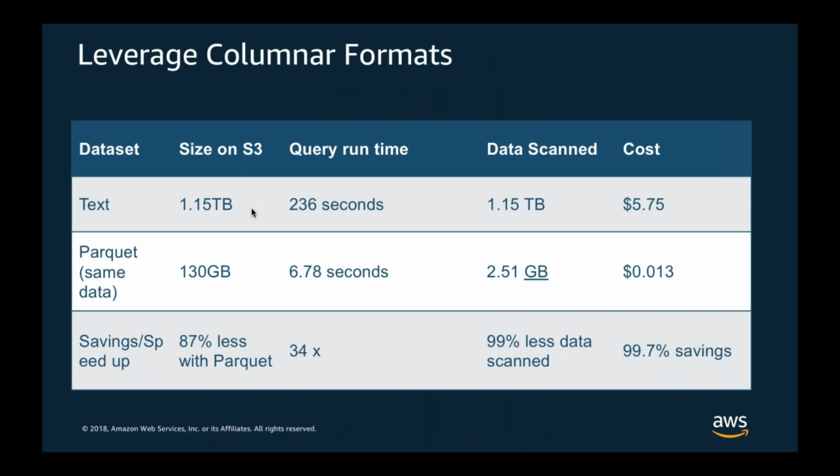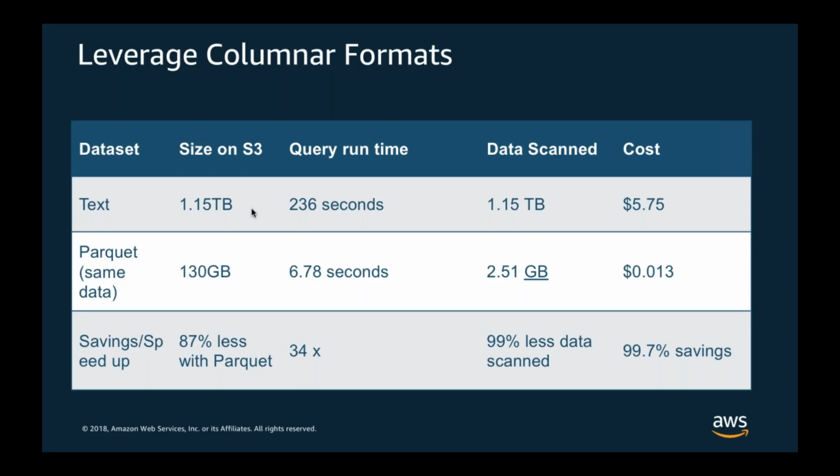So a few things from a Spectrum perspective. Spectrum, like I said, is a pay per query model. You pay based on how much data your query scans. If I scan a terabyte, I pay $5. If I scan 100 GB, I pay 1/10 of that, which is 50 cents. So the more you scan, the more you pay. The less you scan, the less you pay, no brainer.